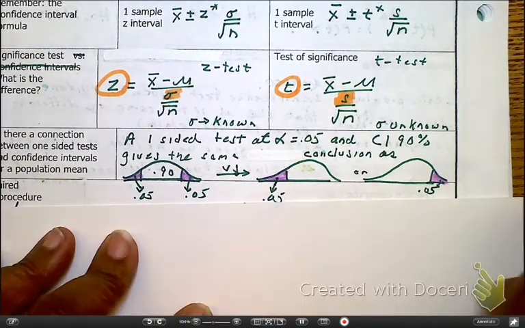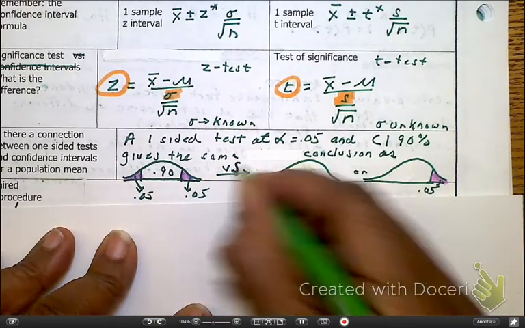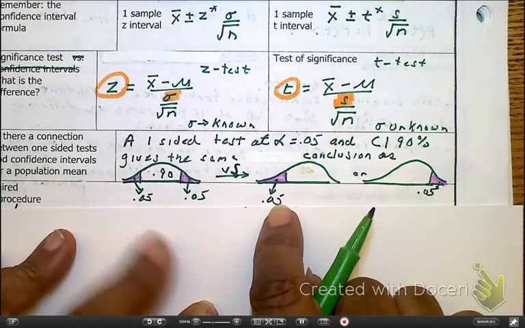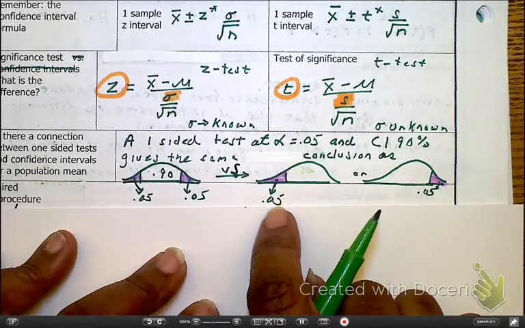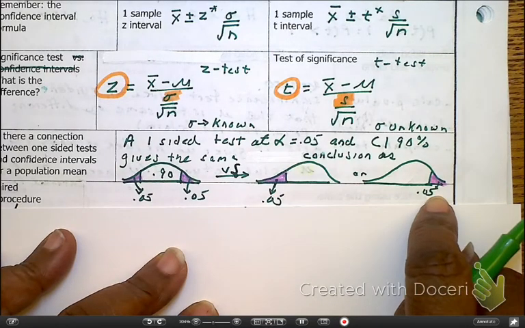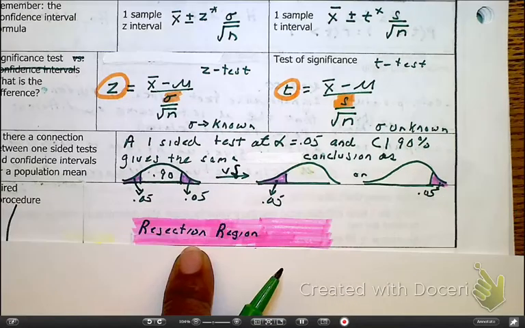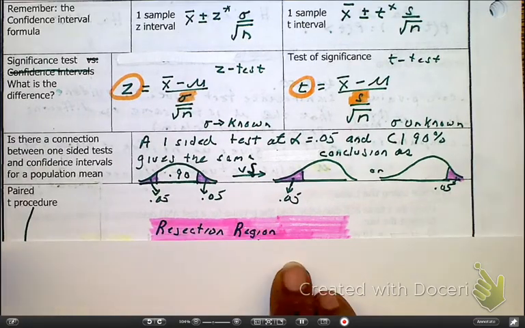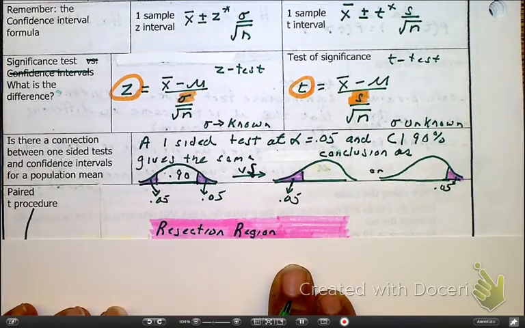Versus, as we look at a left tail right here, that's 0.05. And if we look at a right tail right here, that's, I hate when that happens. I don't know when it shut off. So, I'm so sorry, guys.